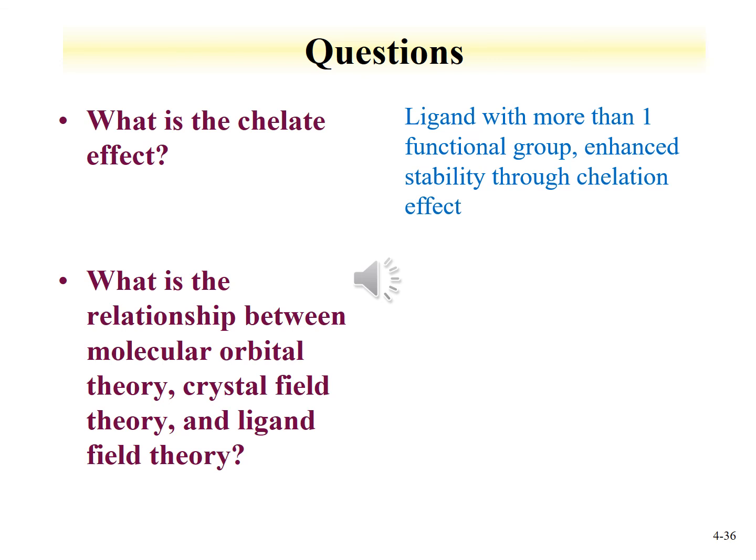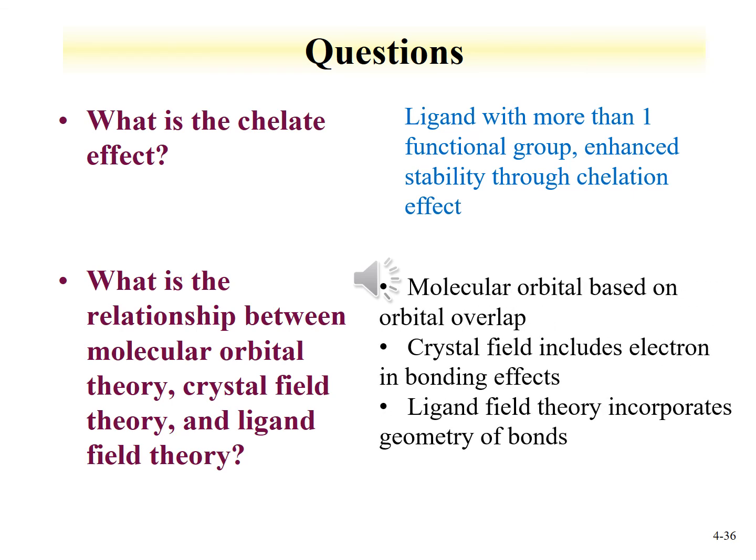What is the relationship between molecular orbital theory, crystal field theory, and ligand field theory? Well, molecular orbital theory is based upon orbital overlaps. So the theory is based upon a metal and a ligand. The orbital overlaps drive the molecular orbital. Crystal field theory is a little bit more nuanced because the electron charges are included in the bonding effects. And ligand field theory incorporates the geometry of the bonds. So the molecular orbitals and their structures and their 3D geometries are included in ligand field theory.